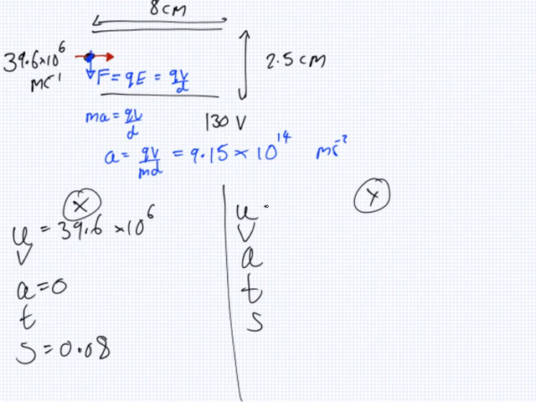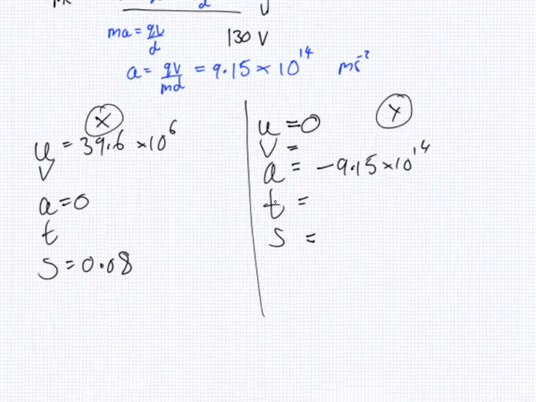What is the U vertically? Zero. Yes. It's only traveling horizontally at the beginning. What's the V vertically? Don't know. What's the A vertically? Minus 9.15 times 10 to the 14. What's the T? Don't know. What's the S? This is what we're looking for, the vertical distance. Yeah, we get the time here.